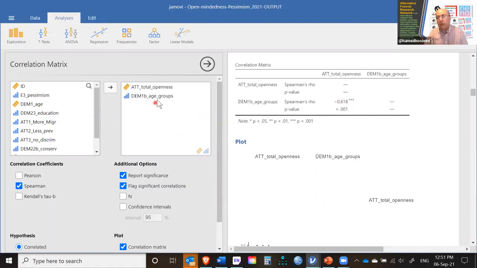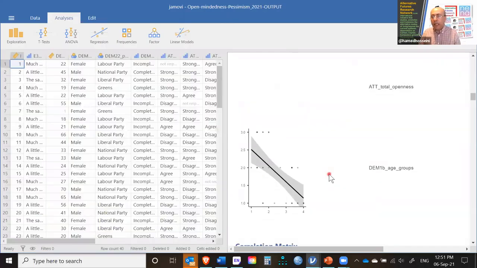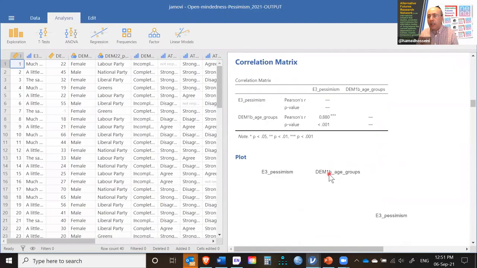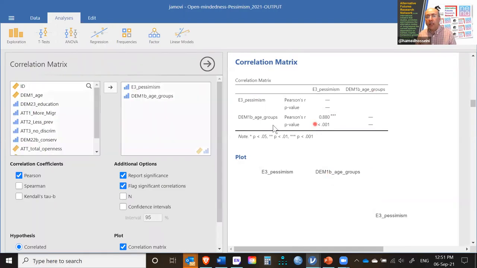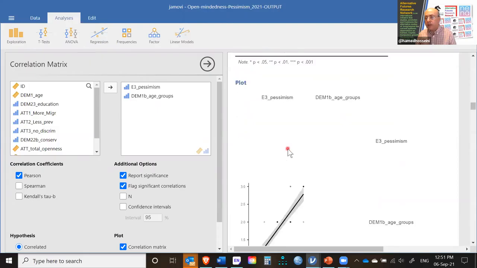It's only age groups. The reason that I replaced age with age groups was just to show you that when it becomes ordinal, you need to go for Spearman. Better to go for Spearman. Conventional again. And then you go down here and you see again pessimism and age groups, and click on this and the secrets are revealed.